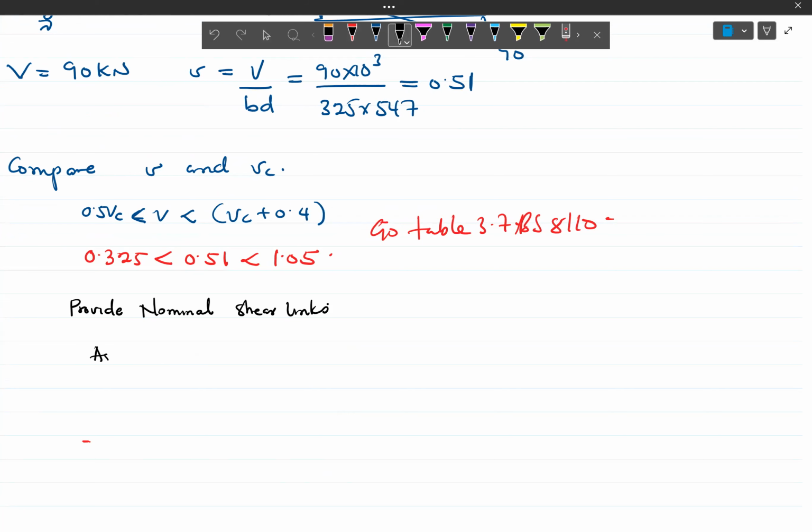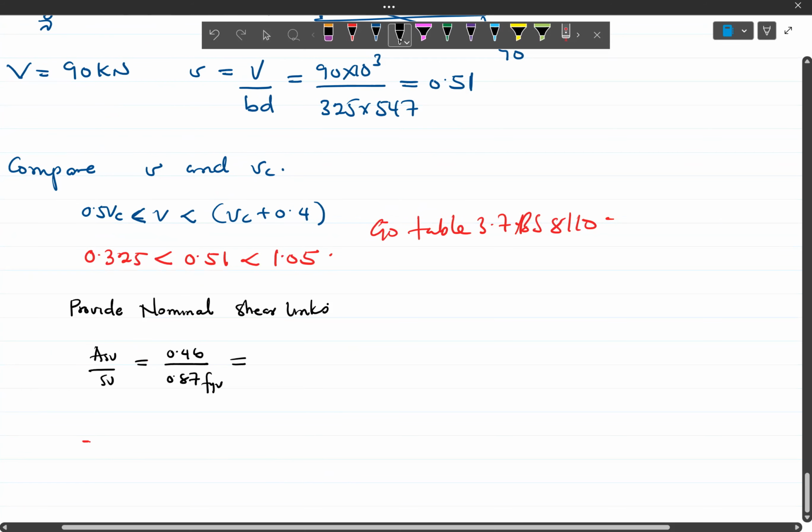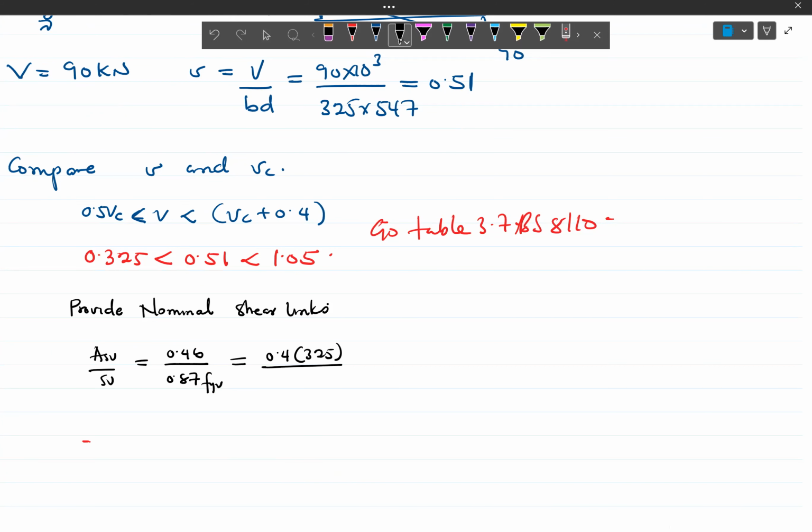So here you have to find ASV over SV, and the equation for nominal is 0.4b over 0.87 FYV. Okay. So this equation here will be 0.4 times 325 over 0.87 times FYV, which was given to us as 500. So ASV over SV will be 0.299. Okay. So we need a table to help us.